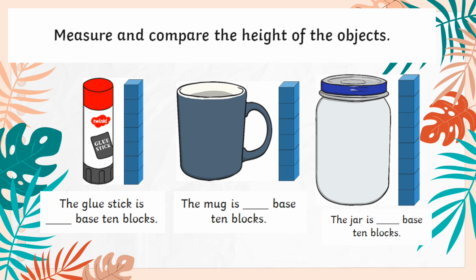So what we are going to do now is count the base 10 blocks. Count with me. How many base 10 blocks combine together to make up the height of the glue stick? 1, 2, 3, 4, 5, 6, 7. So the glue stick is 7 base 10 blocks. Let's look at the mug now. 1, 2, 3, 4, 5, 6. The mug is 6 base 10 blocks.